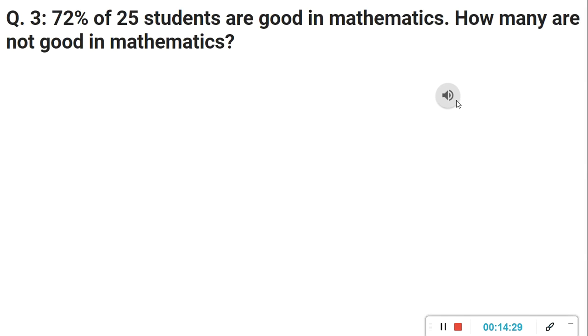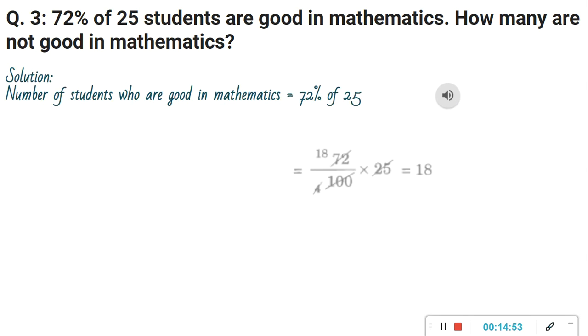Now third question is: 72% of 25 students are good in mathematics. How many are not good in mathematics? So number of students who are good in mathematics is 72% of 25. Means total number of students here is 25, isn't it? So how many are good in mathematics? 72 upon 100 into 25.